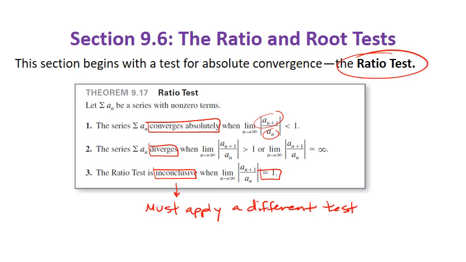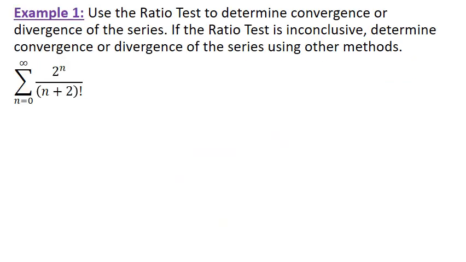Okay, so let's look at our first example. It says use the ratio test to determine the convergence or divergence of the series. If the ratio test is inconclusive, determine the convergence or divergence using a different method. Okay, so let's take a look.